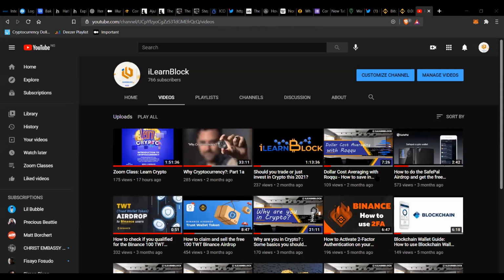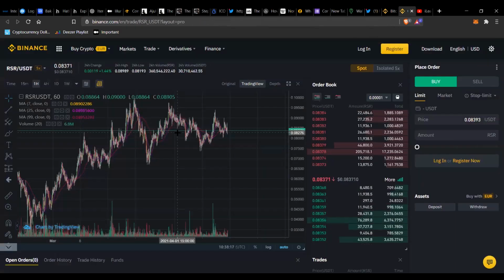No, you cannot use the same email to open multiple Binance accounts. I mean, you cannot use the same email to open multiple any accounts. So airdrops are very stressful, but it is worth it.